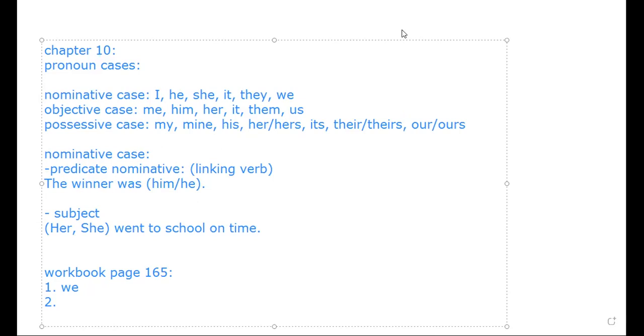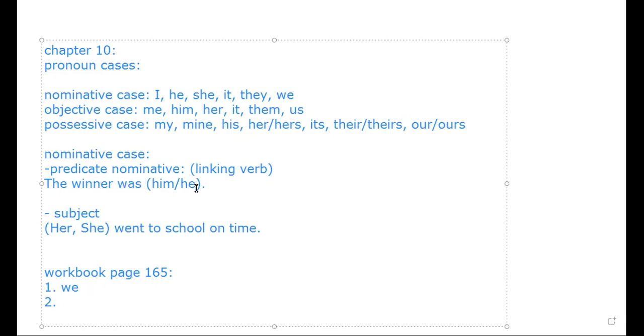So back again here, ya Hala, the nominative case pronouns are to be used. Make sure that when you use them, you're using them when you have a predicate nominative. A predicate nominative is a word or a pronoun that's used after a linking verb. For example, the winner was he. Was here is a linking verb, so we must use the pronoun he.